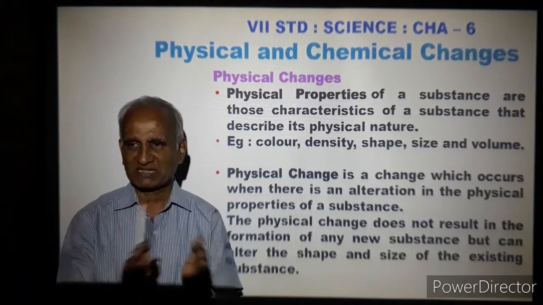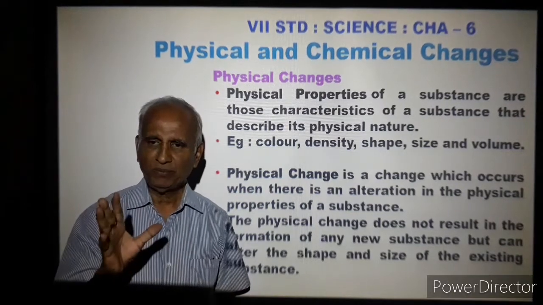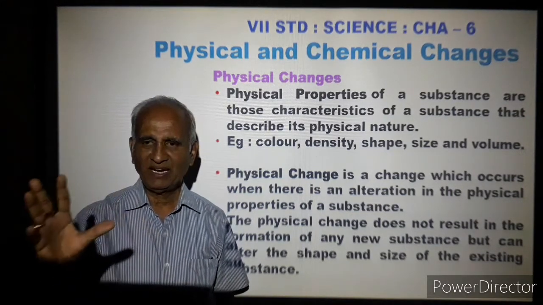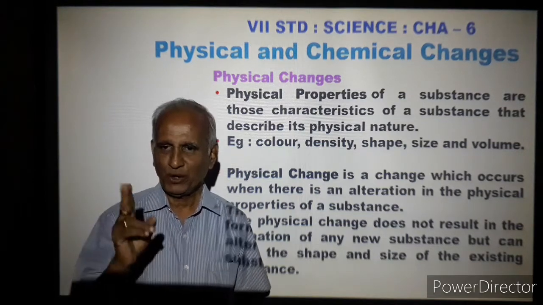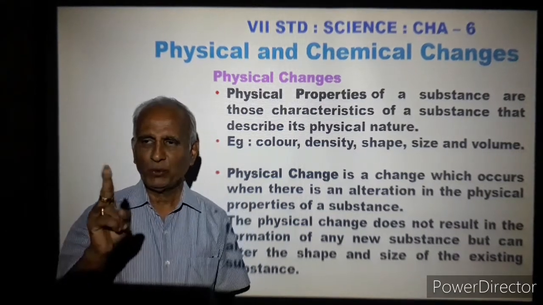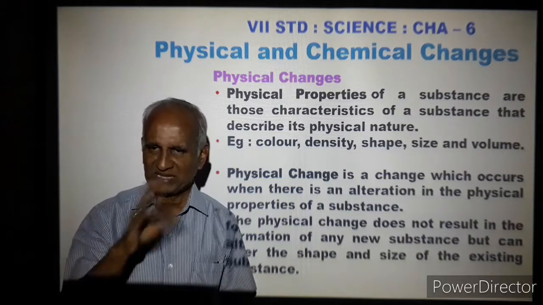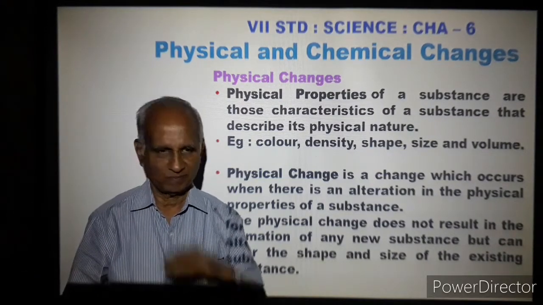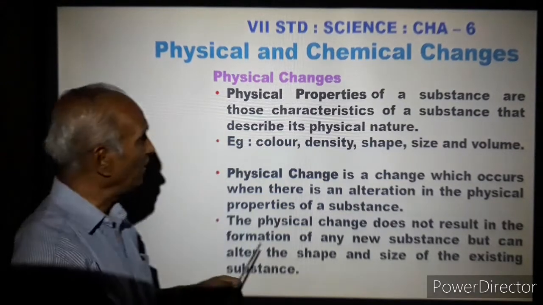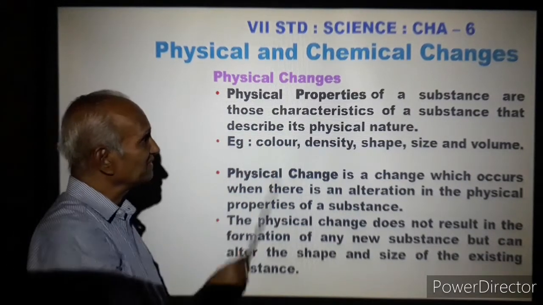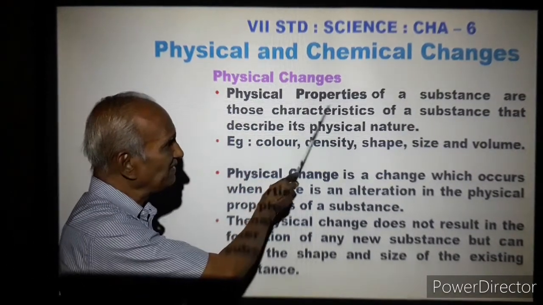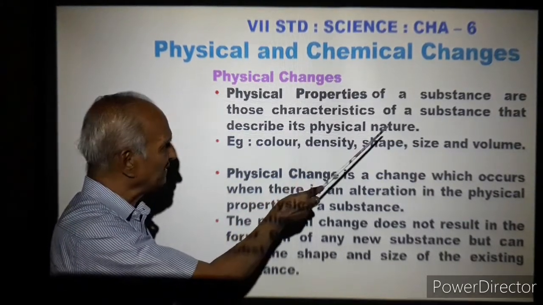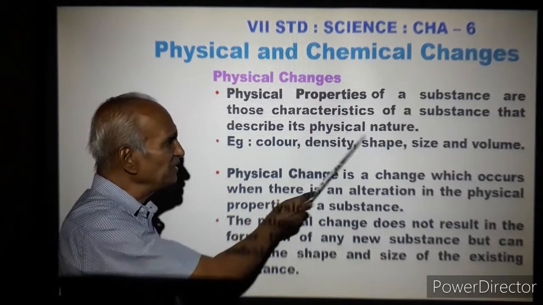So two aspects. Whenever you want to describe a material or a substance, you have to describe it from two angles. One is the physical angle, the other is the chemical angle. Let's see now. Physical changes. Physical properties of a substance are those characteristics of a substance that describe its physical nature.